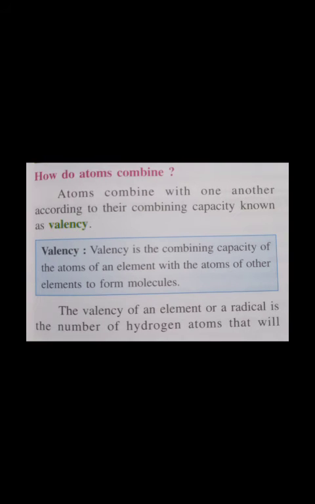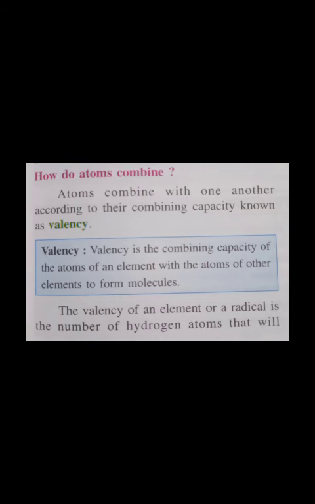How do atoms combine? Atoms combine with one another according to their valency. Combining capacity is known as valency. Valency is the combining capacity of the atoms of an element with the atoms of another element to form molecules. You must have formed formulas in class 7th using the valencies of different elements. Now you have a table of valency also, right? And you should remember, you should learn, elements 1 to 20.